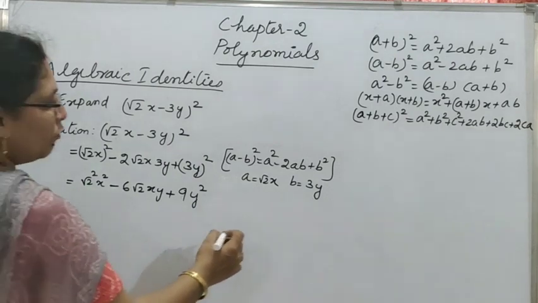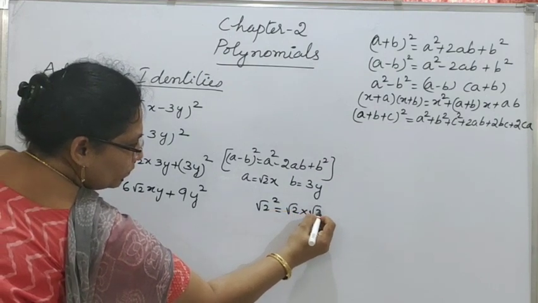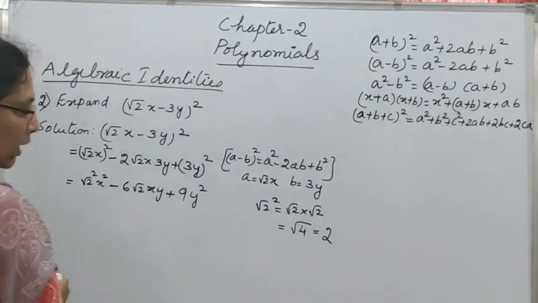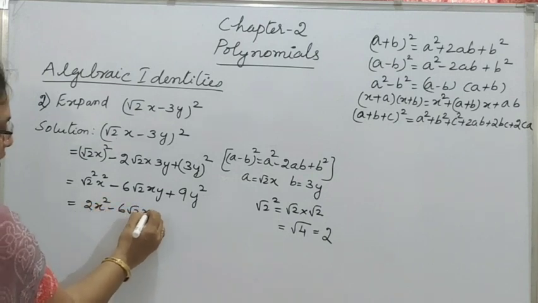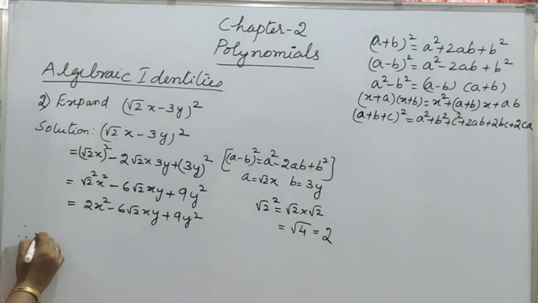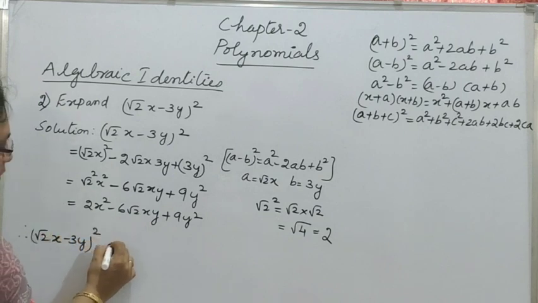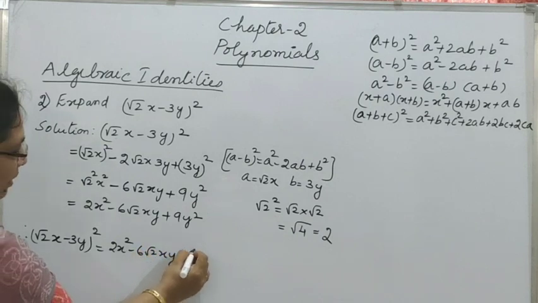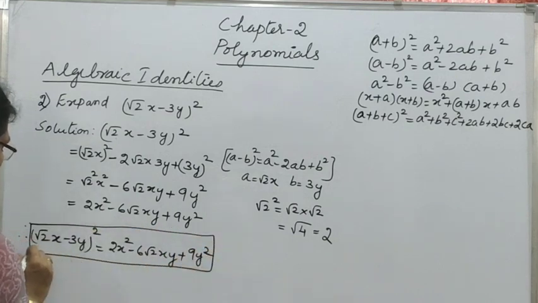So what is the meaning of root 2 square? Root 2 square means root 2 into root 2. That means root 4. It is equal to 2. Right? So 2x square minus 6 root 2 xy plus 9y square. Once again the answer we should take down. Root 2x minus 3y whole square equal to 2x square minus 6 root 2 xy plus 9y square. This is the answer.